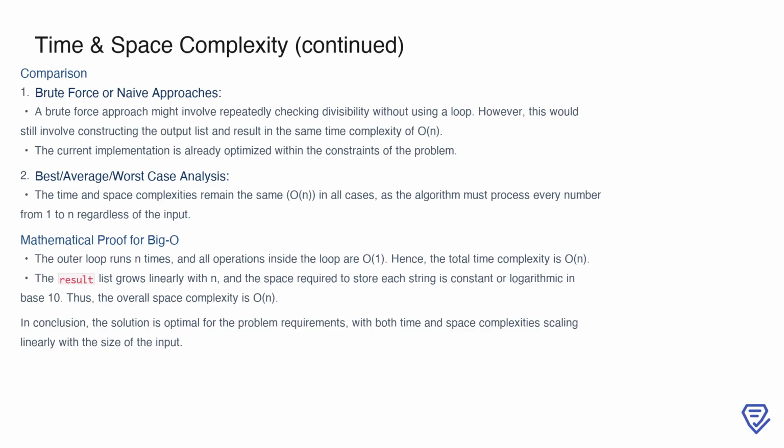To mathematically prove the big O complexities, we see that the loop runs n times, with each iteration involving only O(1) operations. This confirms the time complexity is O(n). Similarly, the space required for the result list grows linearly with n, and while the space for individual strings varies minimally, the overall growth remains proportional to n. Therefore, the solution achieves both time and space complexities of O(n), making it optimal for this problem.